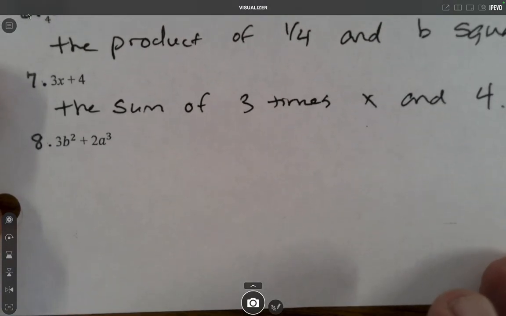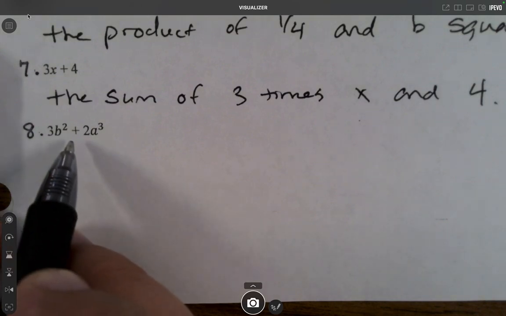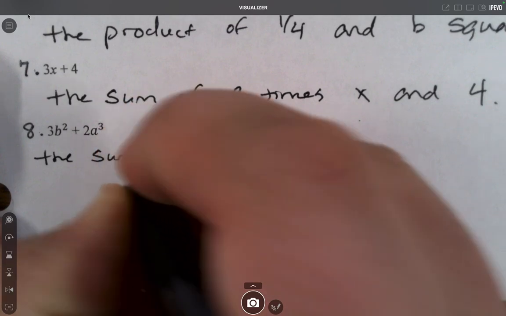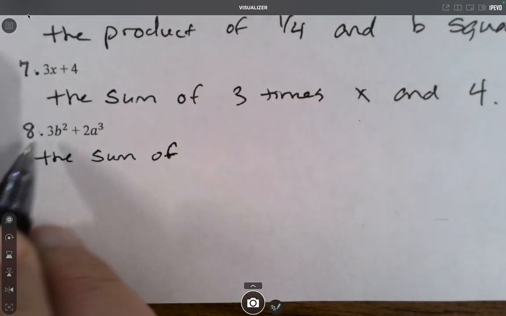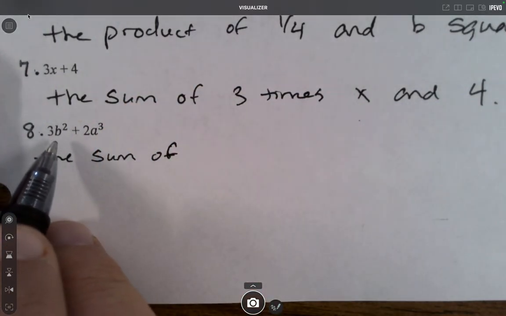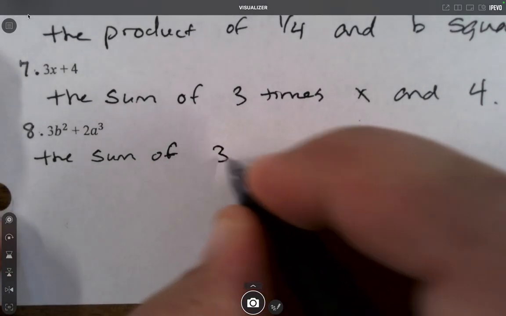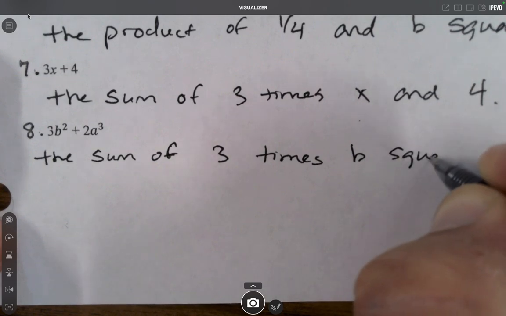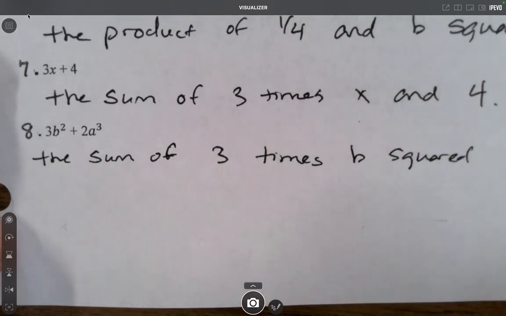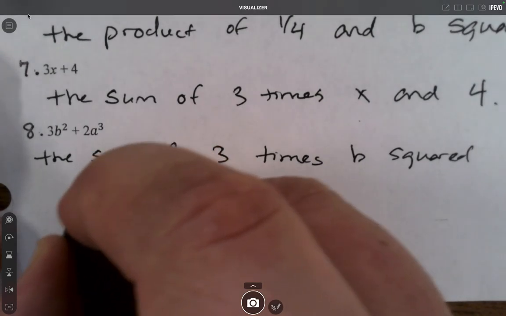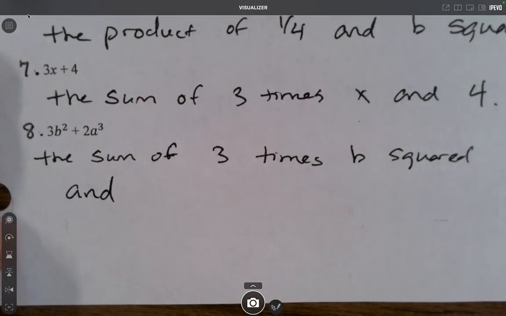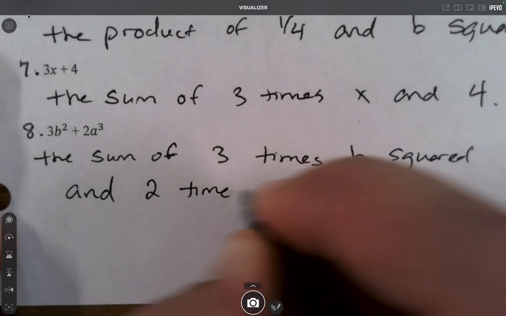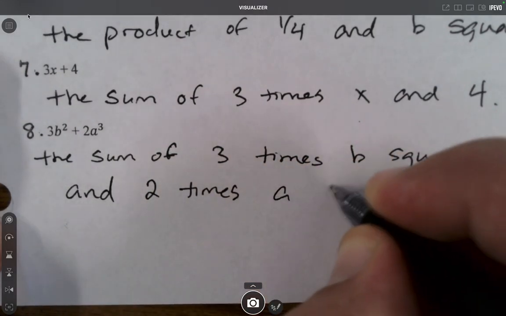Last one on this side of the page. Again, our main operation is adding, so we'd start by saying the sum of, we've got to make sure we describe this term correctly. 3b squared, so 3 times b squared, and, always put the and where the operation is, 2 times a cubed.